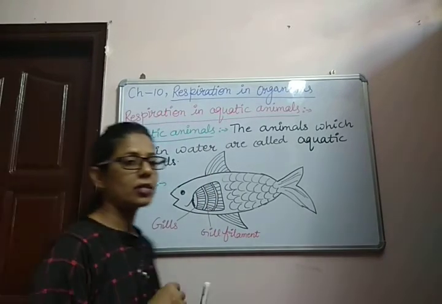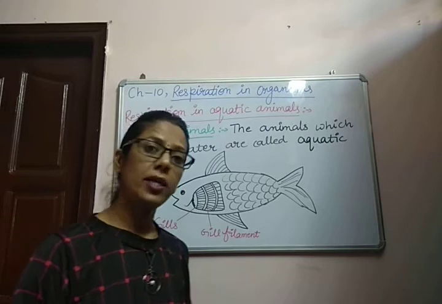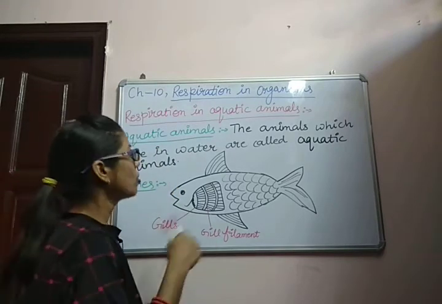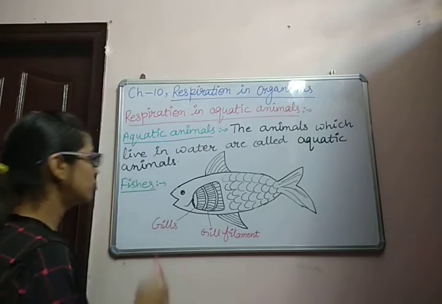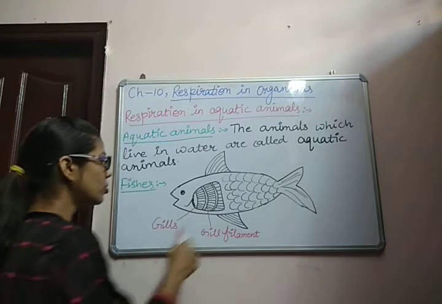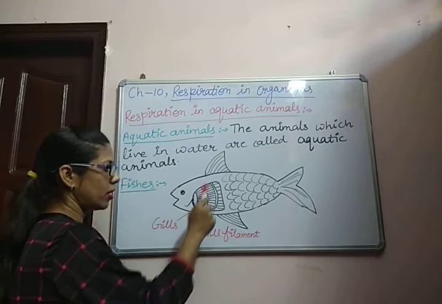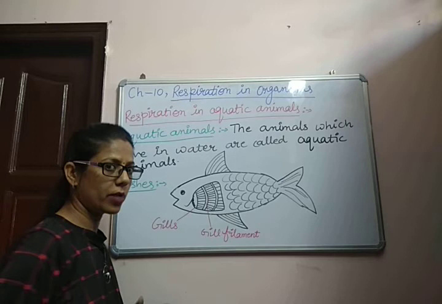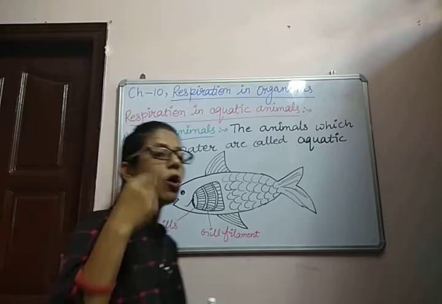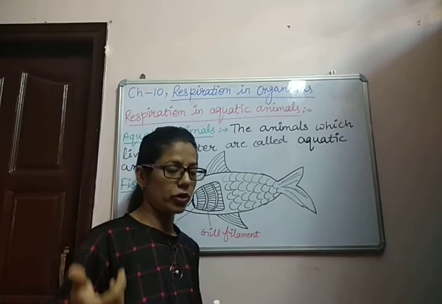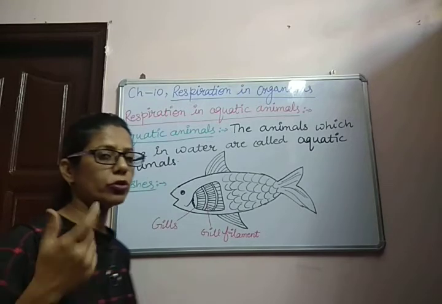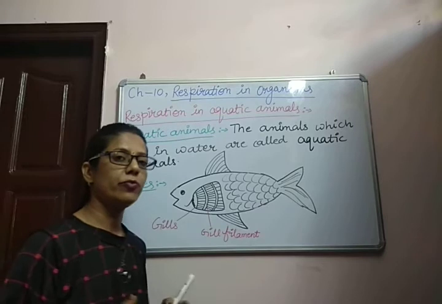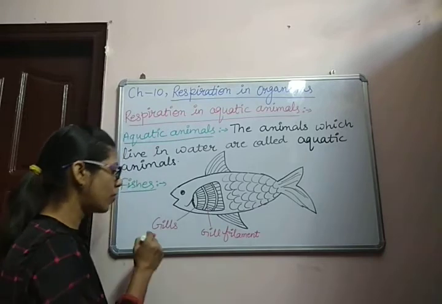Now we are taking the example of fishes in aquatic animals. So fish, as we know, because it lives in water, is an aquatic animal. You can see the diagram. So this is a fish, and the main respiratory organ in fishes is the gills, like in tadpole larva, because tadpole larva is always present in the water, so they also breathe with the help of gills. Similarly fishes are always present in water, so they also breathe with the help of gills.